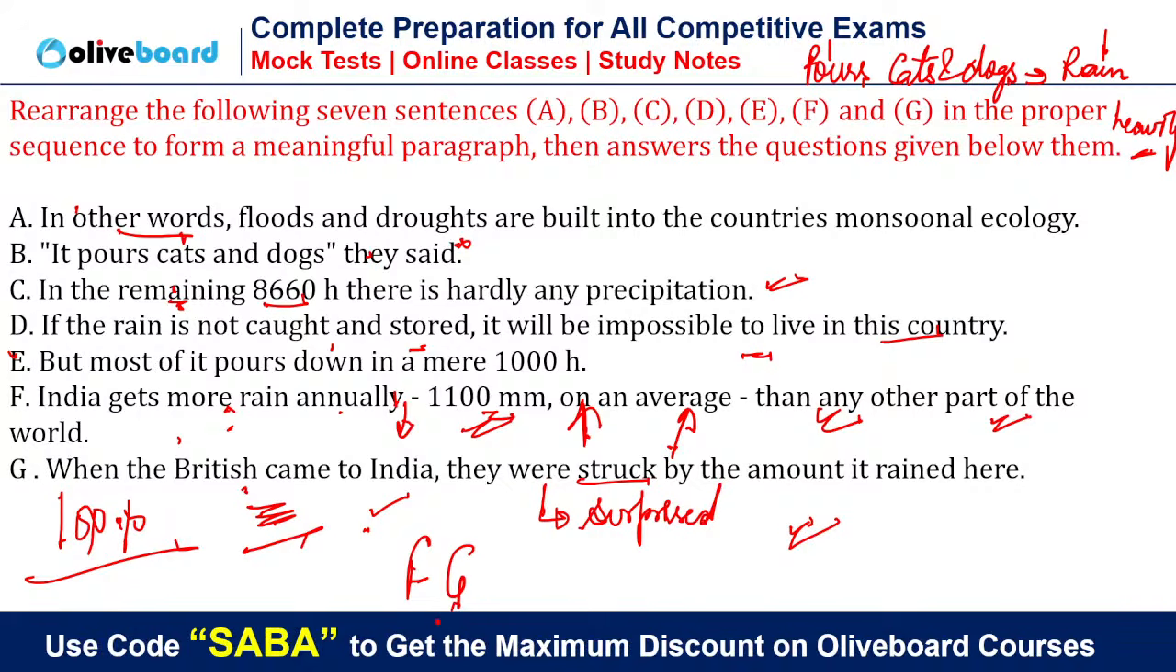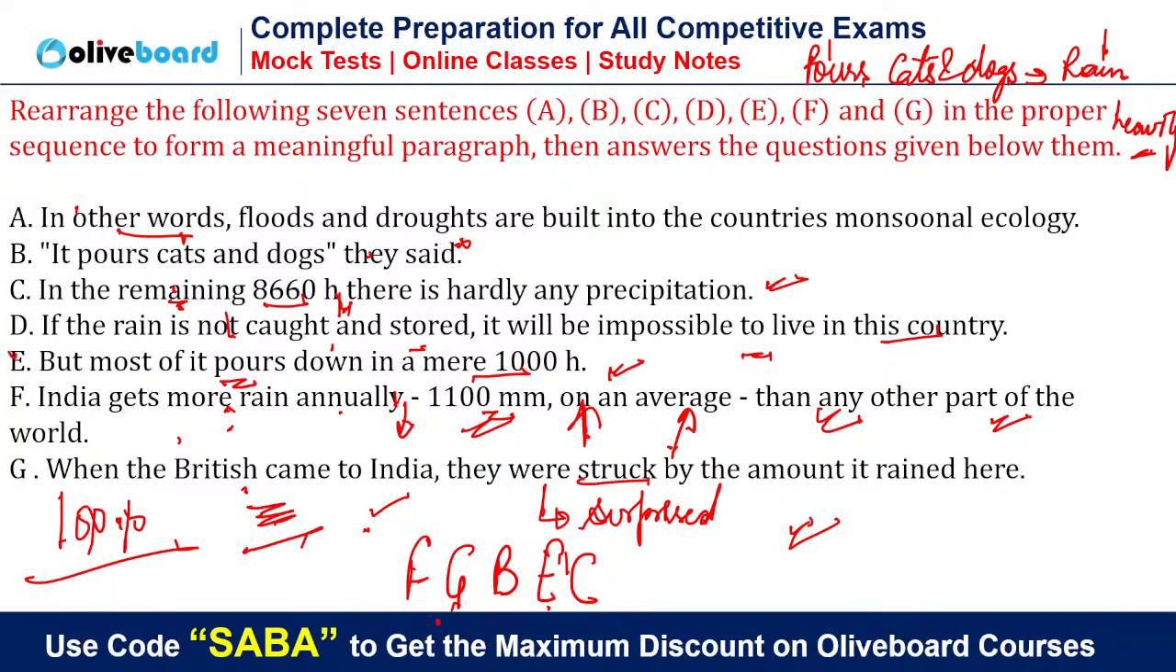So after that, G will come: when the British came to India, they were struck by the amount it rained. Then B will come: it pours cats and dogs, they said. But now the problem is, most of it pours down in a mere 1000 hours. So basically the maximum rain is in 1000 hours only. In the remaining, E and C are forming a pair without any doubt. You can do the maths: in a year, how many hours are there? In the remaining 8663 hours, there is hardly any precipitation.